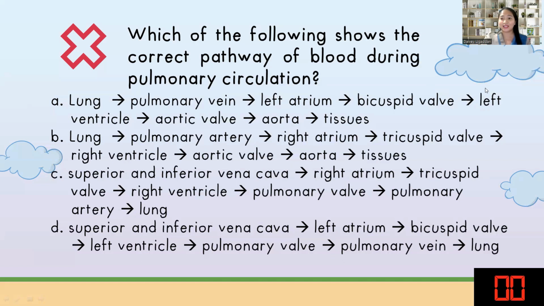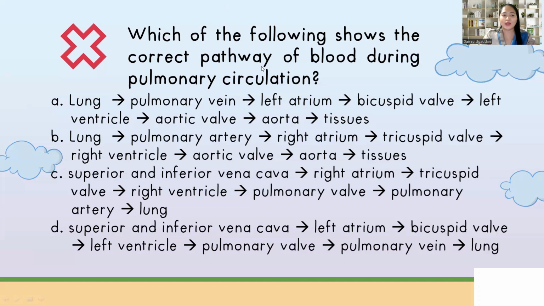Okay, let's do the elimination method. So let's try to analyze the question first. Which is the correct pathway of blood during pulmonary circulation? As we all know, the side of the heart that is involved in the pulmonary circulation is the right side of the heart. Another thing is that it doesn't start with the lungs, it actually ends with the lungs.